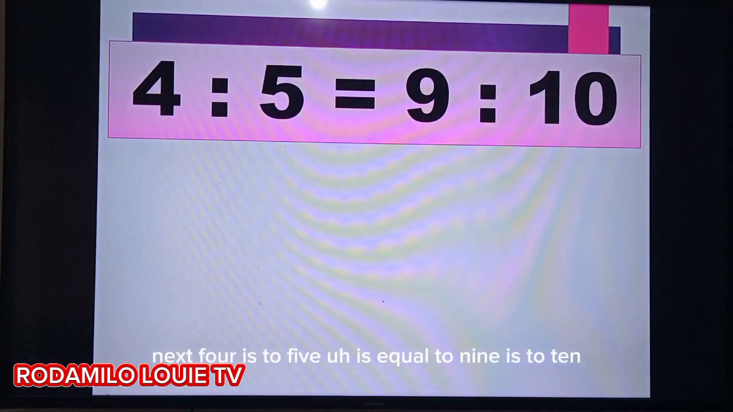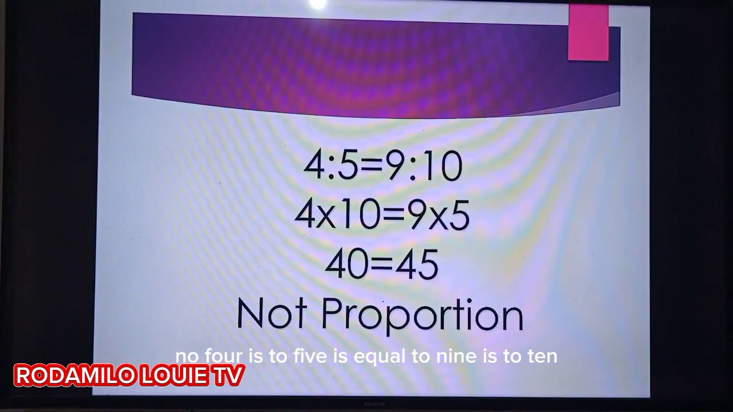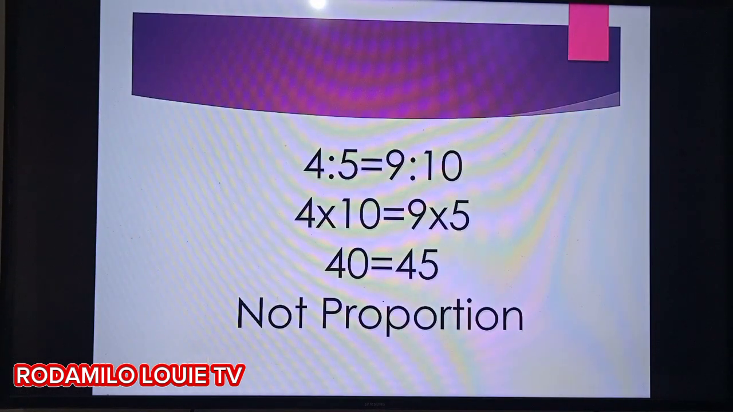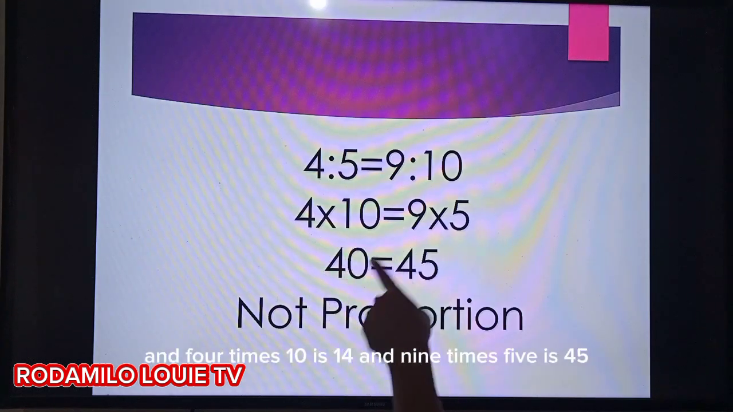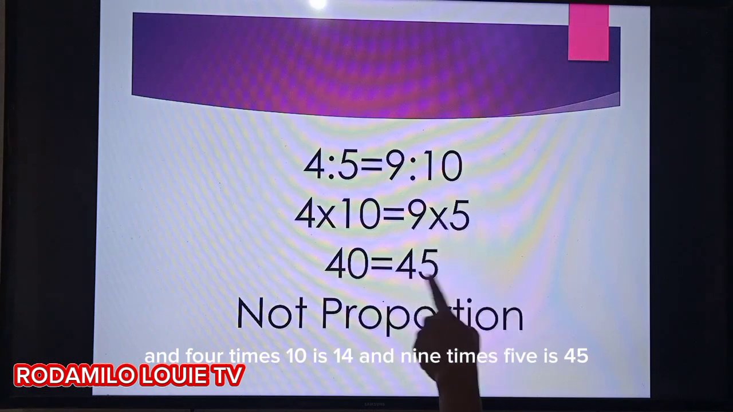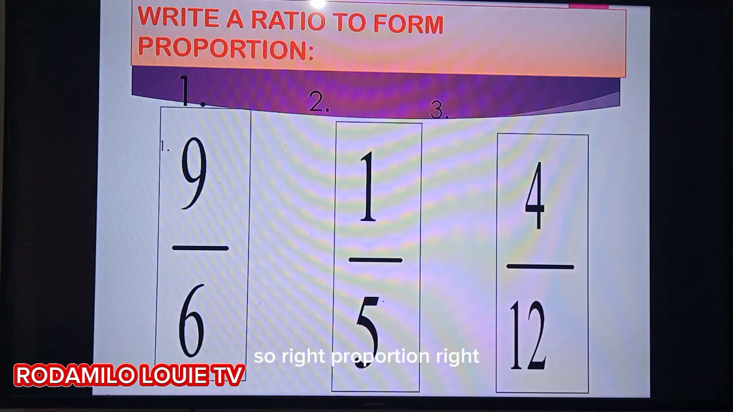Next, 4 is to 5 is equal to 9 is to 10. So no. Why is it no? 4 times 10 is 40, and 9 times 5 is 45. So not a proportion. Now write a ratio to form a proportion. Let's solve by yourself.